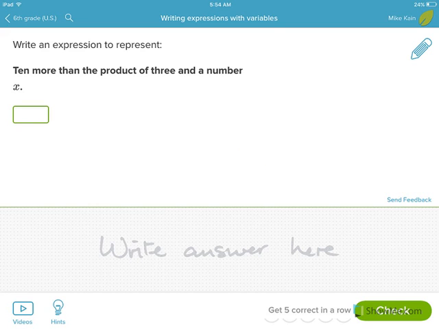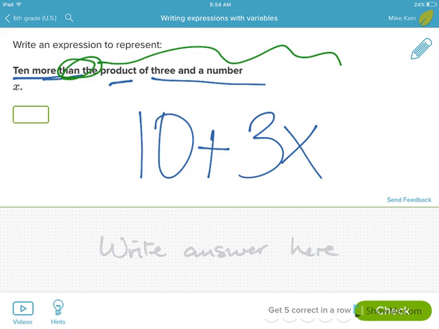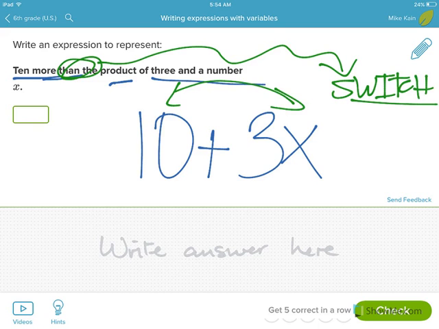Yes, let me try. 10 more than, that's going to be more than is plus. So 10 more than the product, let's multiply, of 3 and the number x. Ta-da! Well, this time, remember, Dad, than means it's the switch word. I forgot again. It's the switch word. I'm supposed to switch these around.